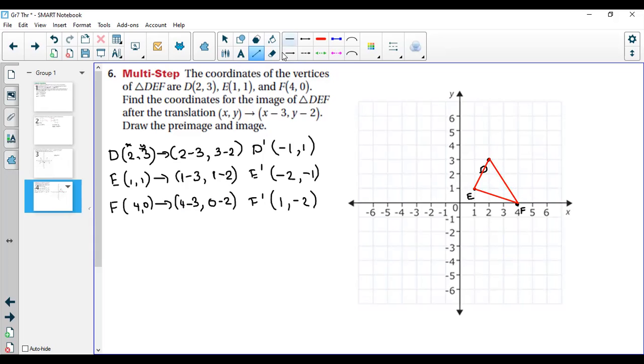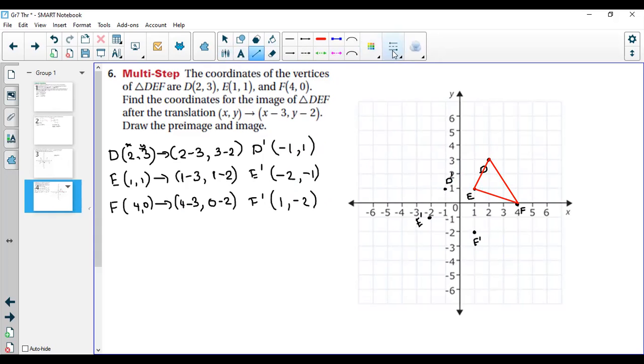Now let's draw the image. This is the pre-image. So let's draw the image now. For the image, it's negative 1 and 1. So negative 1 and 1 is here. This is going to be D prime. E prime is negative 2, negative 1. So negative 2, negative 1. It's here, E prime. F prime is 1 and negative 2. This is F prime.